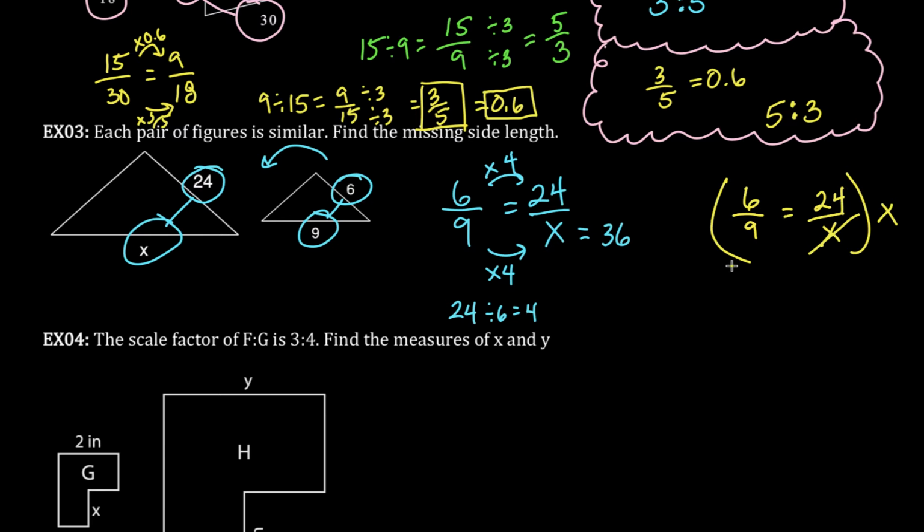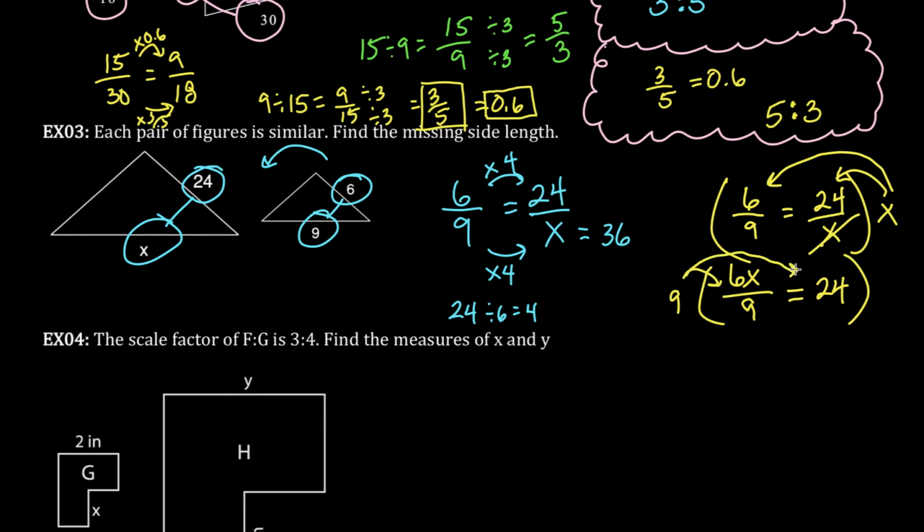And then you get 6x. Well, I'll do it like this so you can see everything. You will get 6x over 9 equals 24. Then you can multiply everything by 9. And then you get 6x equals, well, 9 times 24 is 216. And then you divide by 6. x equals 216 divided by 6, which is in fact 36. Actually, I can write that a tiny bit better.